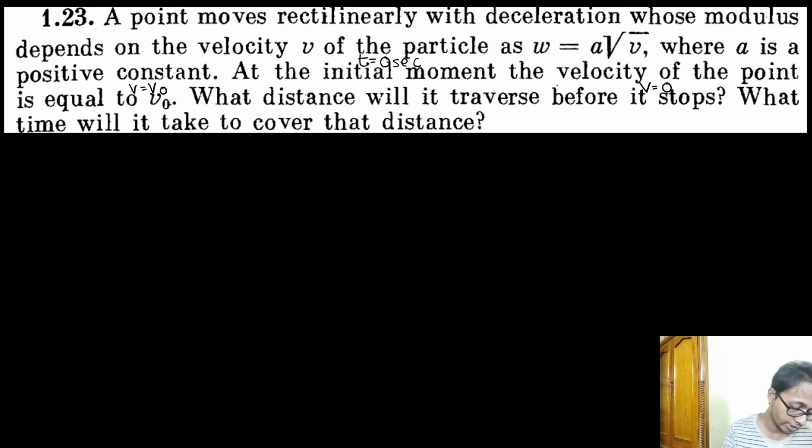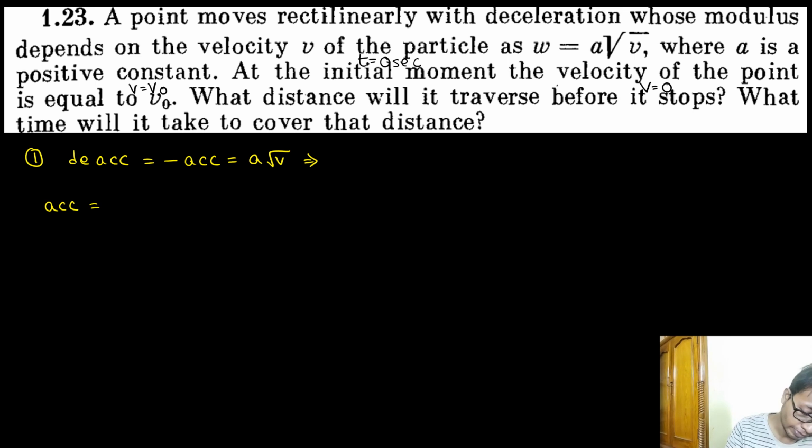So let's start with the equation. We are given deceleration, or negative of acceleration, is equals to a root v, where a is a constant. We know that acceleration is equals to dv by dt, which can also be written as v dv by dx.